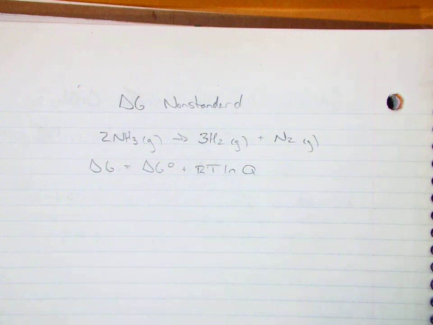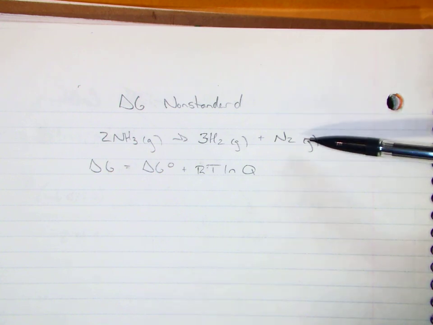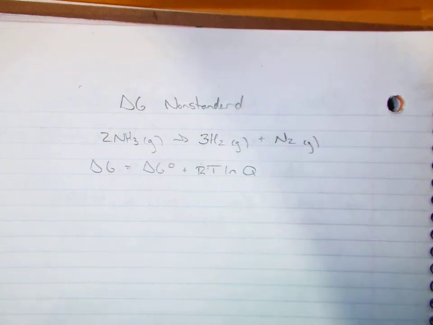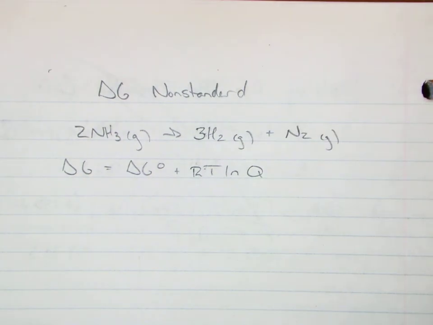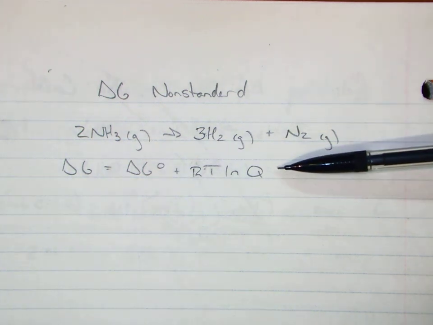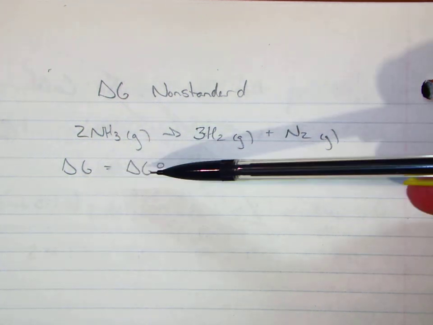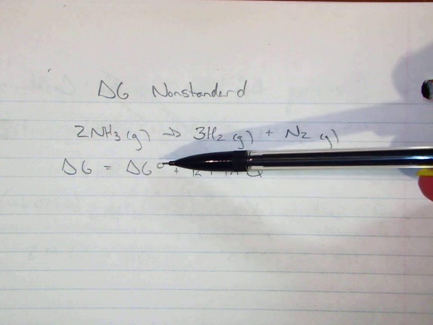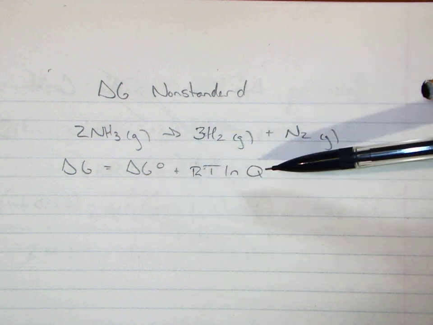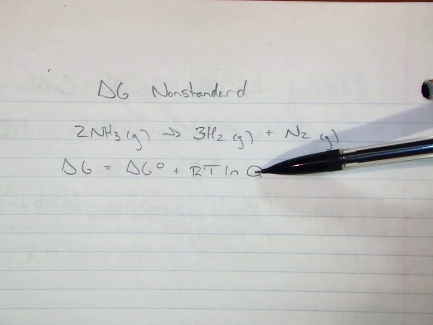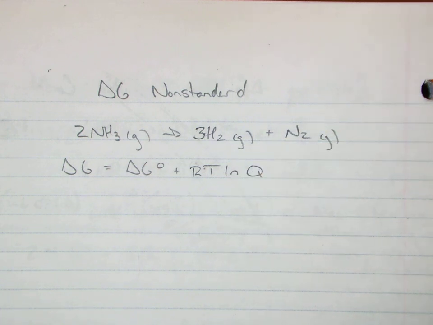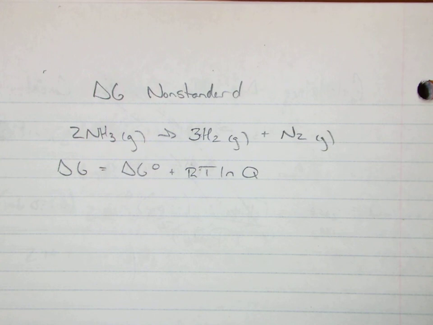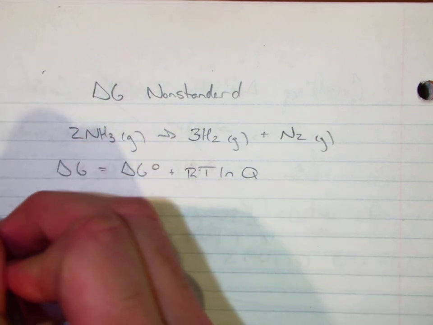In this question, we'll be looking at solving for a delta G value under non-standard conditions for this reaction, which is the decomposition of ammonia into hydrogen gas and nitrogen gas. And when you are asked to calculate delta G under non-standard conditions, you'll be using this formula. Delta G is equal to delta G naught, that's the standard conditions, plus RT ln Q, where Q now is the reaction quotient, which we learned from chapter 13. So that's the first step in solving this problem.